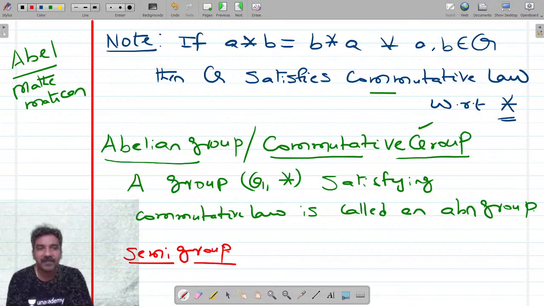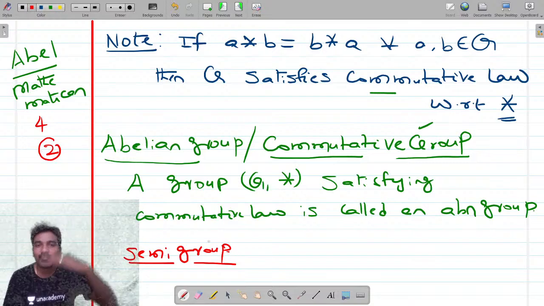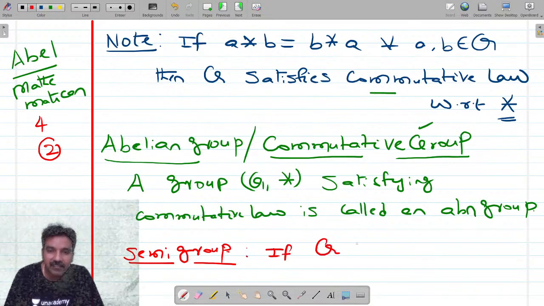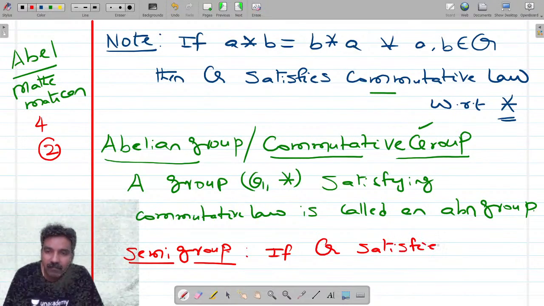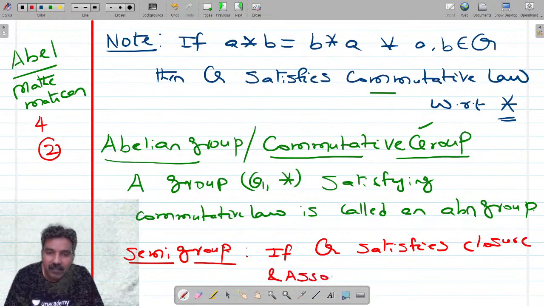సెమీ అంటే హాఫ్ అండి. గ్రూప్ కి మొత్తం 4 ప్రాపర్టీస్ కావాలి: క్లోజర్, అసోసియేటివ్, ఐడెంటిటీ, ఇన్వర్స్. సెమీ అంటే 4 లో హాఫ్ అంటే 2. సో ఫస్ట్ 2 ప్రాపర్టీస్, ఇఫ్ G satisfies క్లోజర్ అండ్ అసోసియేటివ్ లాస్, ఈ 2 ఉంటే చాలండి, రిమైనింగ్ అవసరం లేదు మనకి.